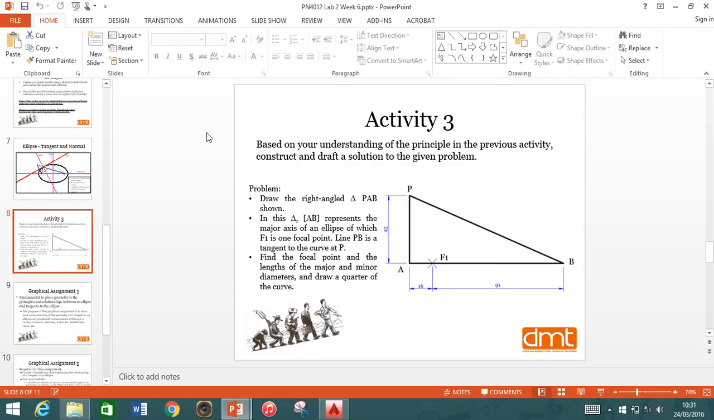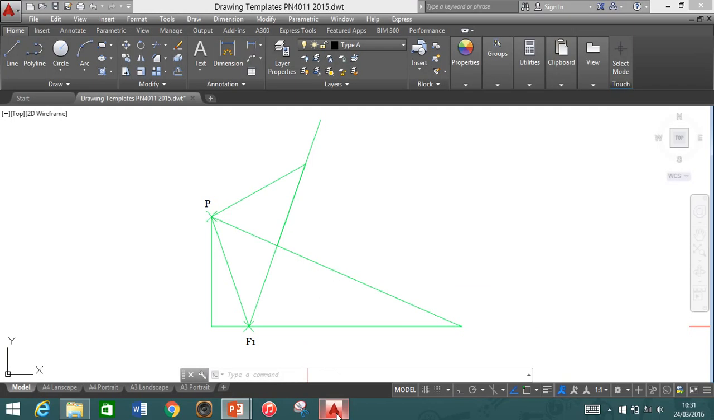This was the question presented in the lab of week 6, lab 2. We were given a right angle triangle with point P and a portion of the major axis AB, and our tangent to the ellipse is PB, somewhere along PB. And we're given our focal point F1. So this is how I went about solving the question.